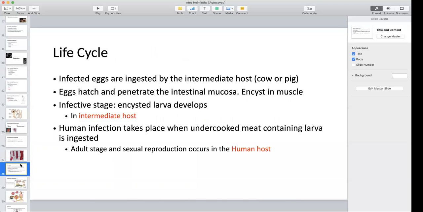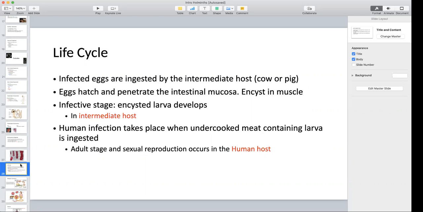Life cycle. So we talked about some basic characteristics. We talked about the morphology. Let's look at the life cycle now of these cestodes. Infected eggs are ingested by an intermediate host, the cow or the pig. Eggs hatch and penetrate into the mucosal lining of the intestinal mucosa of these pigs or cows, and they're going to encyst in the muscle. This is happening again in the intermediate host. The infective stage takes place. These encysted larvae continue to develop.